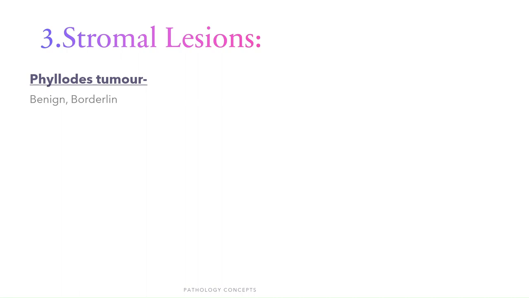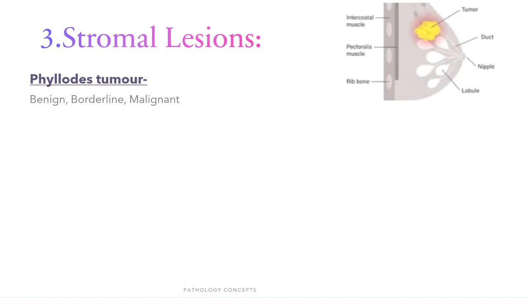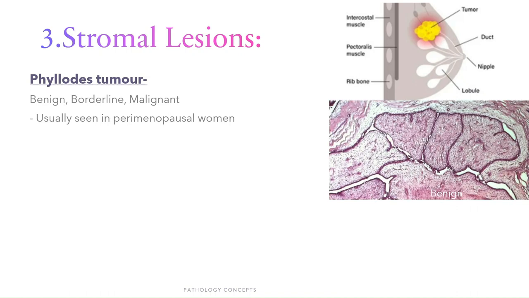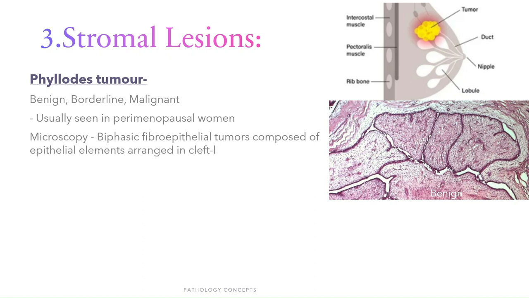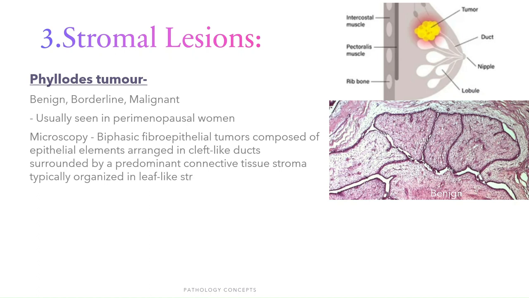Phyllodes tumor. It is categorized into benign, borderline, and malignant. It is usually seen in perimenopausal women. Microscopically it is seen as a biphasic fibroepithelial tumor composed of epithelial elements arranged in cleft-like ducts surrounded by predominant connective tissue stroma, typically organized in leaf-like structures.